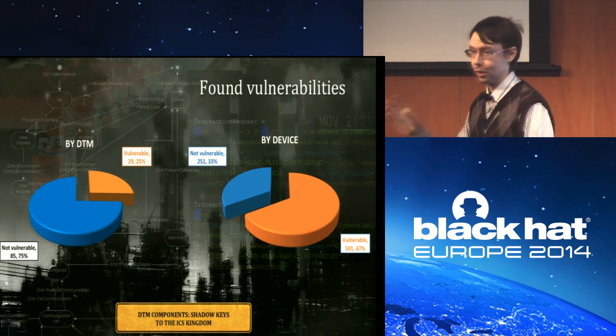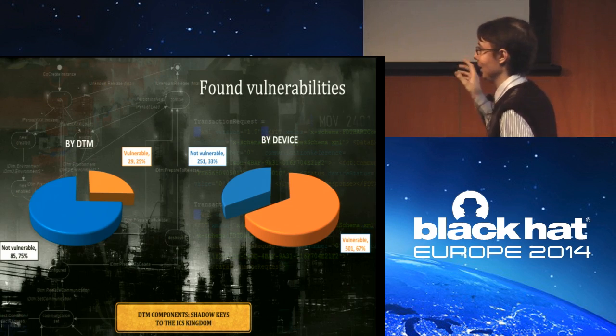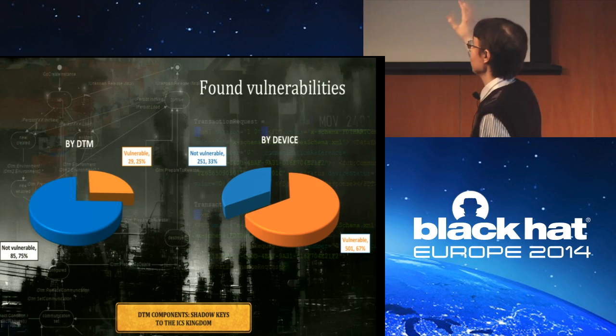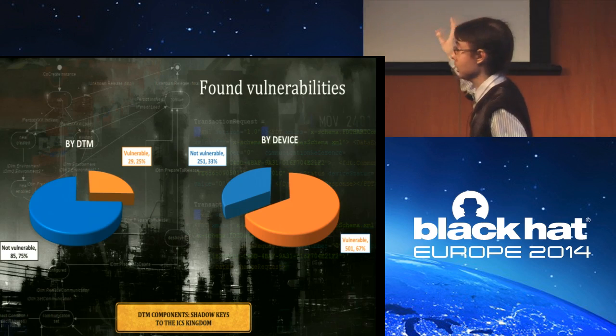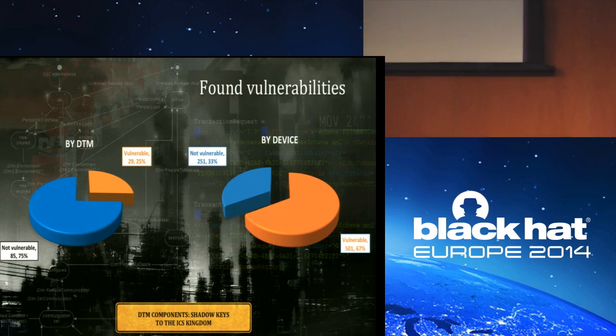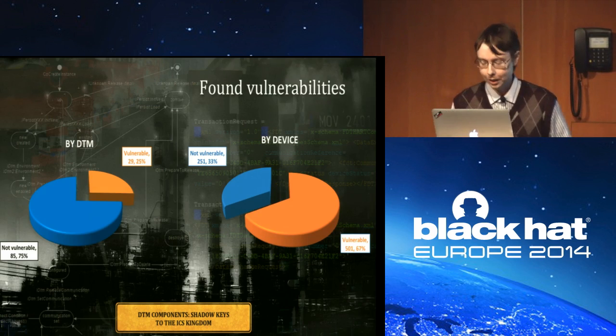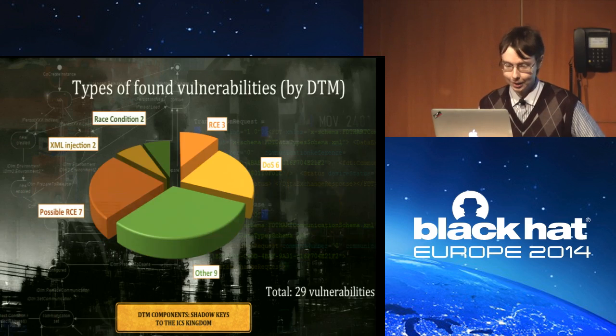So unfortunately or fortunately, the vulnerabilities have been found in components that cover many devices, about 67%, about 500 devices. Is that bad or good? Good for us, bad for ICS, I think.